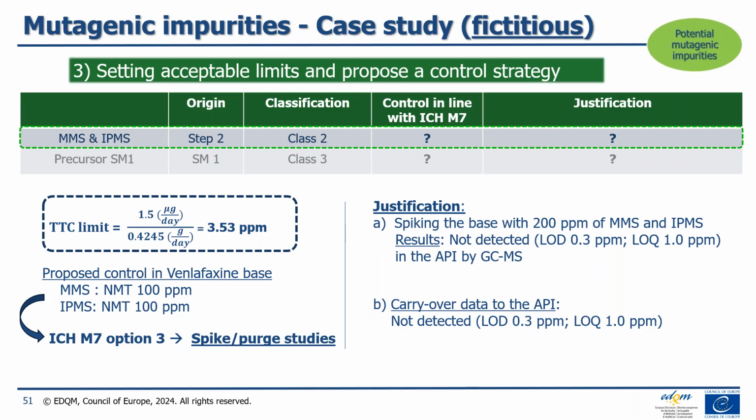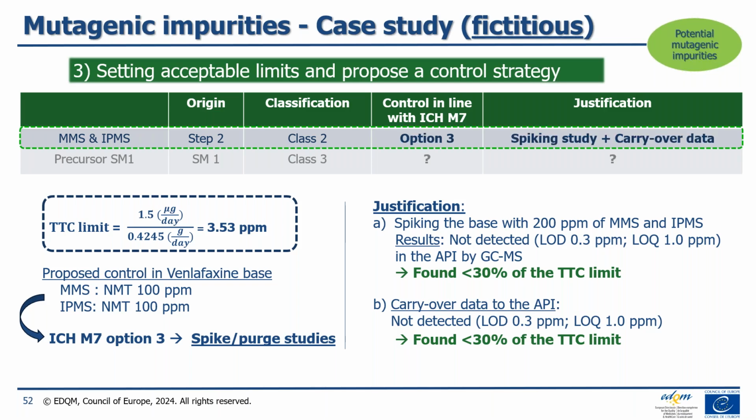And this justification has been supplemented by carryover data to the final substance, which have also shown that both impurities were not detected. So in this case, it is demonstrated that each impurity is found below 30% of the TTC limits. So in this case, we consider that option 3 is well justified.